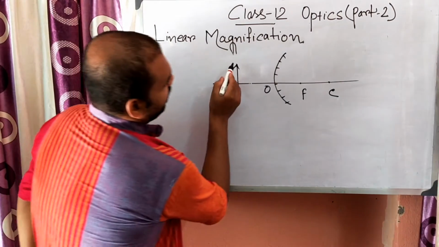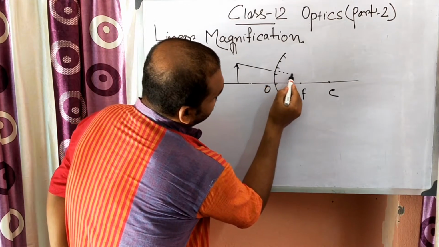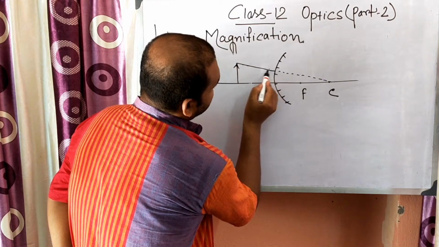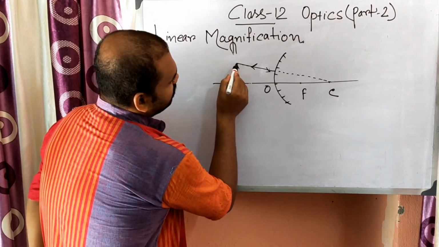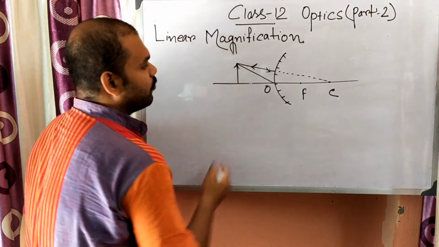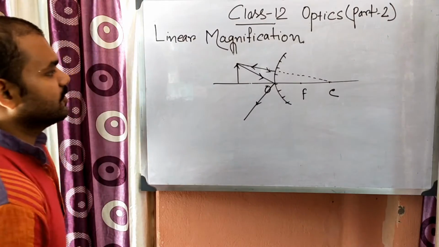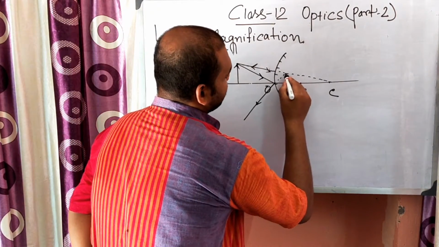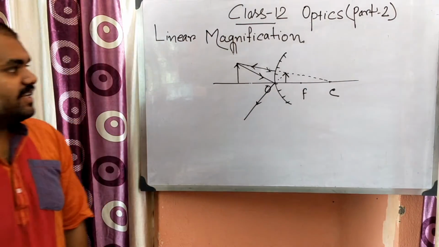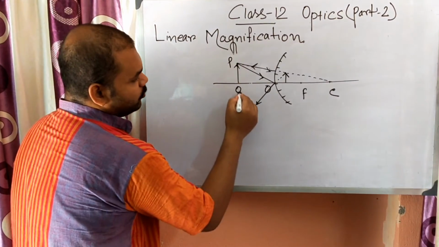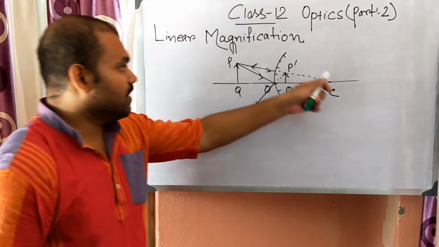Now a particular ray which is directed towards C like this will, after reflection, come along this direction. And another ray which is coming along the direction of O, that is the pole, reflects back like this. If we extend it, we will get an image over here. The image is a virtual image and an erect one. Let us name them PQ and P prime Q prime. So this is the image formed.